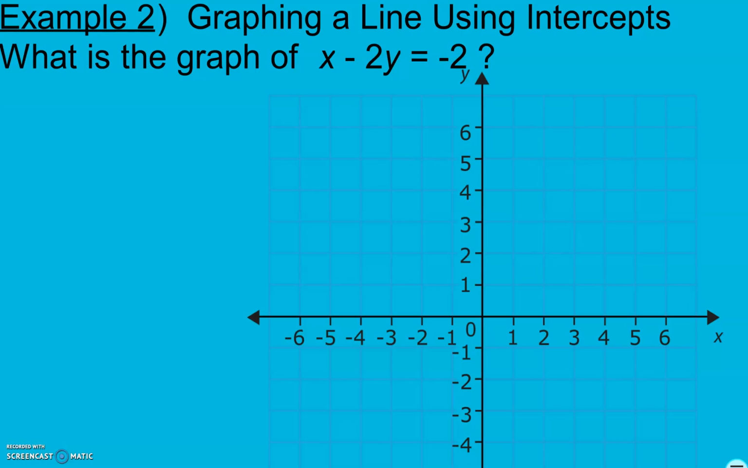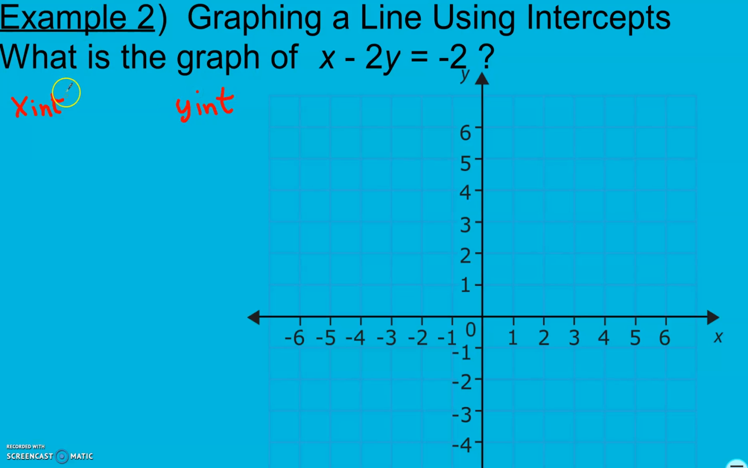In example 2, we're graphing a line using intercepts. We want to know what is the graph of x minus 2y equals negative 2. Here it's in standard form. X and y are on the same side. So using intercepts a lot of times is going to be helpful here. So I'm going to find an x-intercept, and I'm going to find my y-intercept.